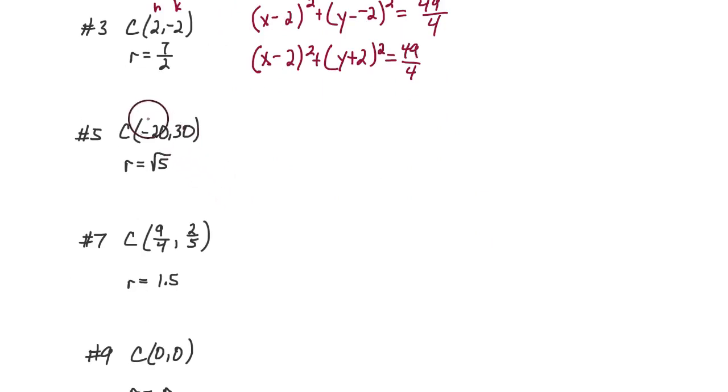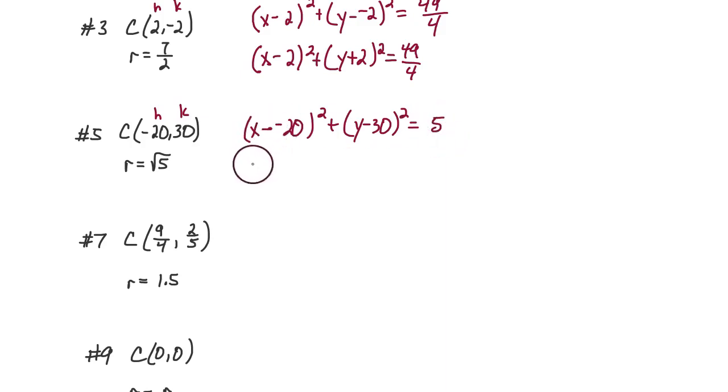Number 5, same idea. The center of the circle gets you values of h and k, and here's the value of r. So x minus negative 20 squared, and then y minus 30 squared. And that's equal to r squared. So the square root of 5 squared makes a 5. Again, there's the minus and negative, so we should fix that.